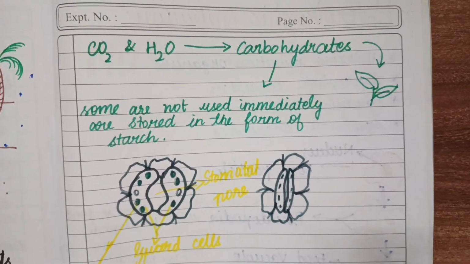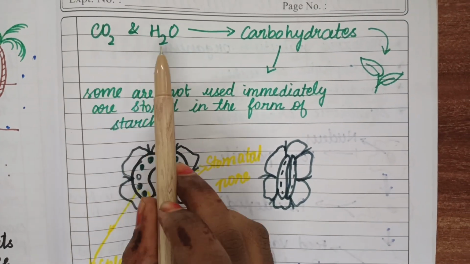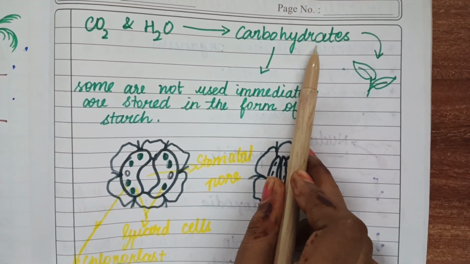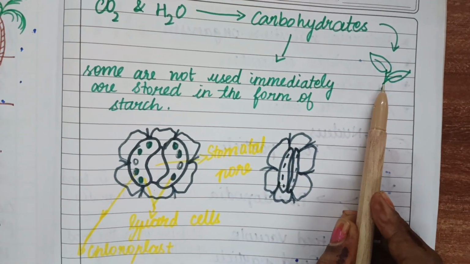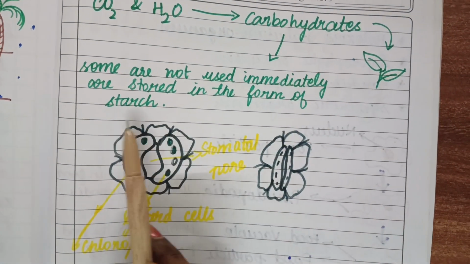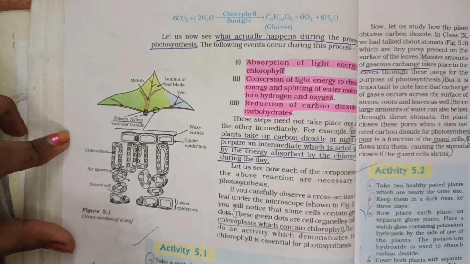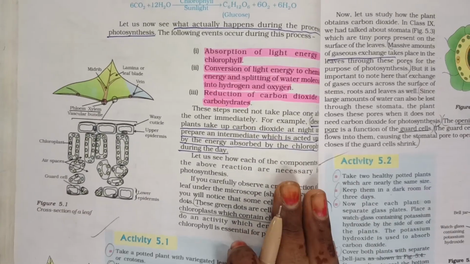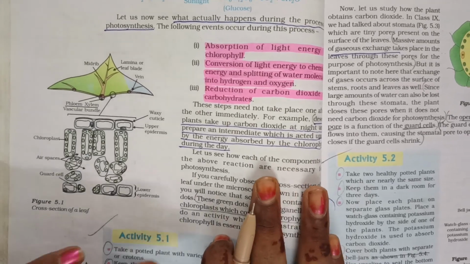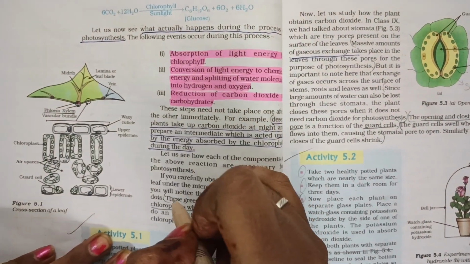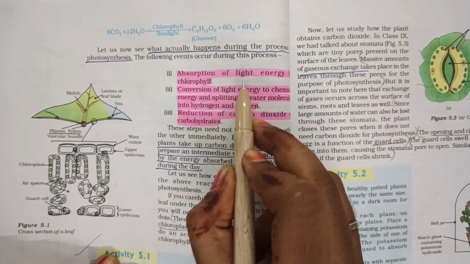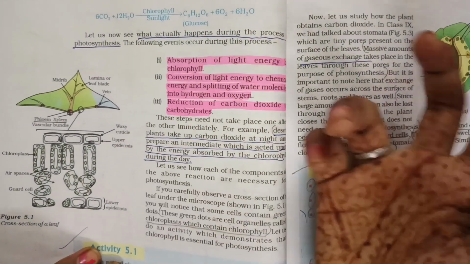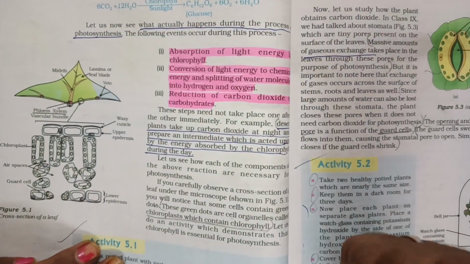As I have already explained, carbon dioxide and water are converted into carbohydrates by the plants. Some are used for the plant's growth, some are stored in the form of starch. As we all know, in the photosynthesis process, light is absorbed. Light energy is nothing but the sunlight. So, during photosynthesis, there is absorption of light energy by the chlorophyll. Chlorophyll in the leaves absorbs the sunlight for photosynthesis.